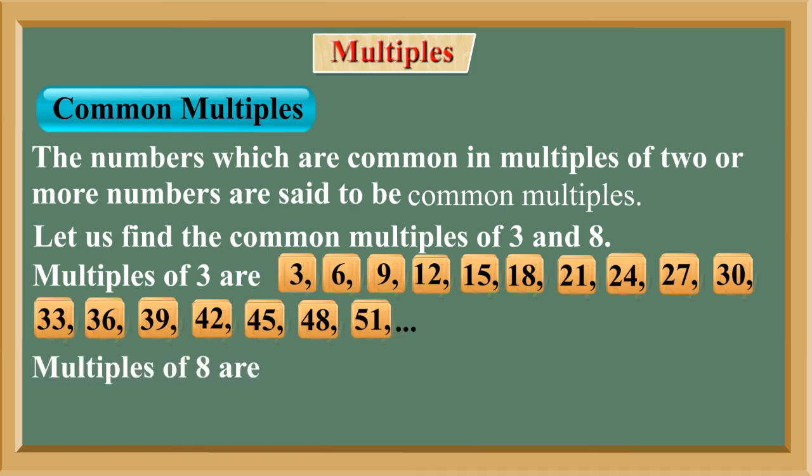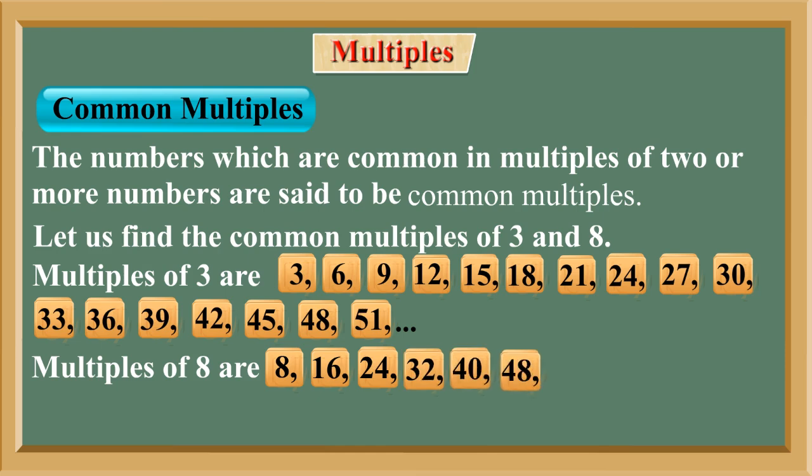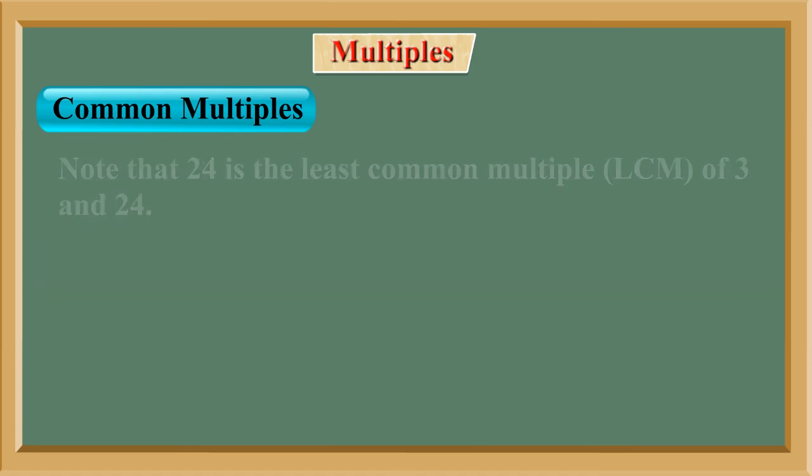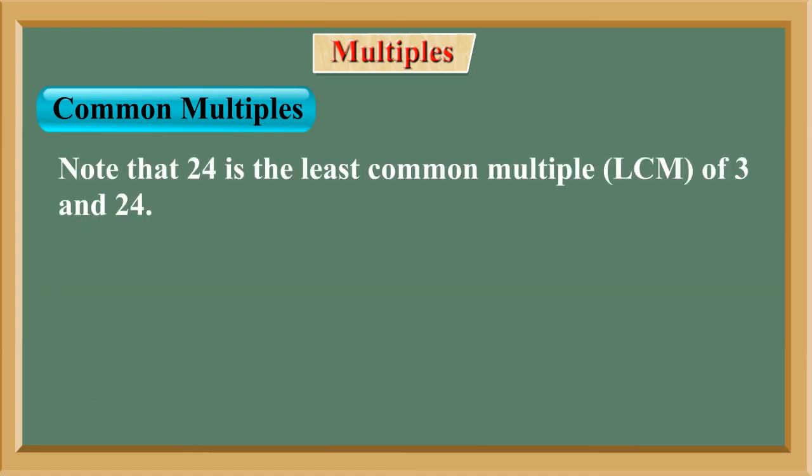51. Multiples of 8 are 8, 16, 24, 32, 40, 48, 56, 64, 72, 80. So, the common multiples of 3 and 8 are 24, 48. Note that 24 is the least common multiple, LCM, of 3 and 8.